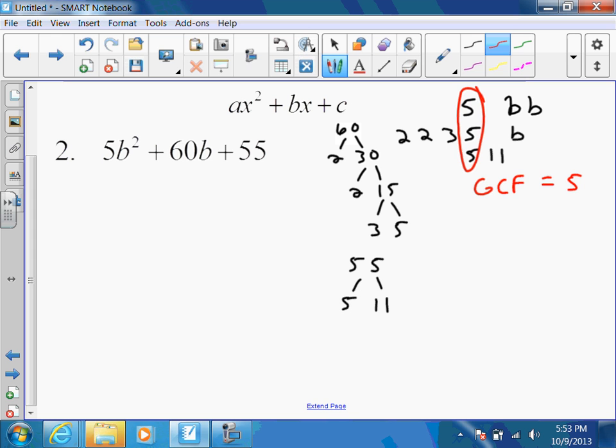So let's take the 5 out before we start. It's outside. What's left after I take a 5 out of the first row? B squared. Bring the plus down. What's left after I take a 5 out of 60b is 2 times 2 times 3, which is 12b. When I take a 5 out of 55, I'm left with 11. Notice we get these from what's not circled.